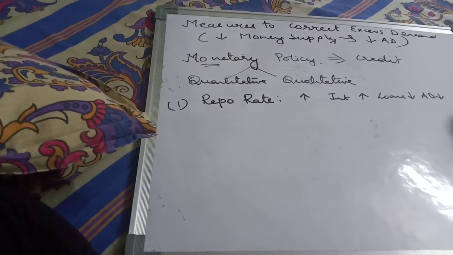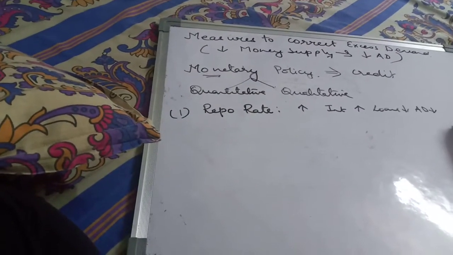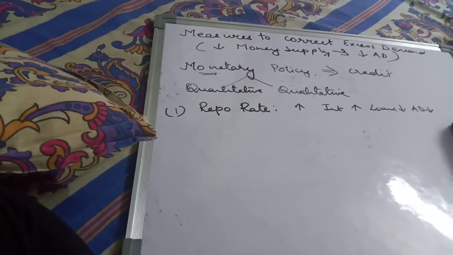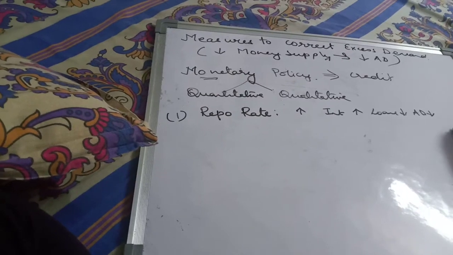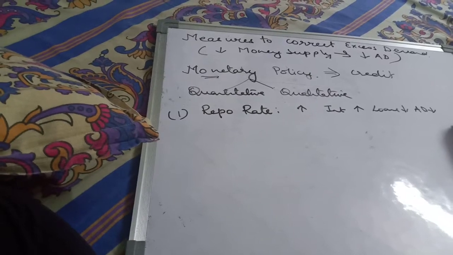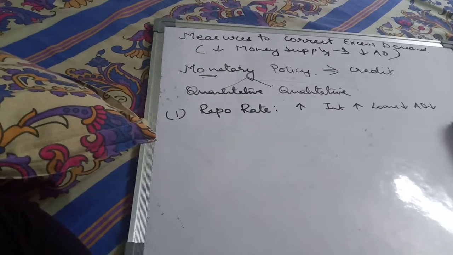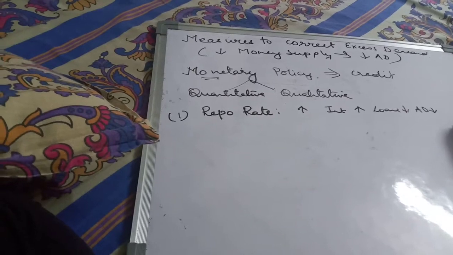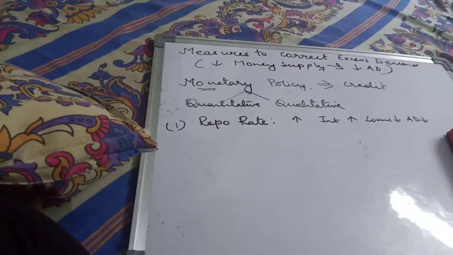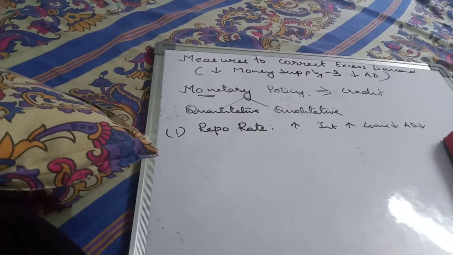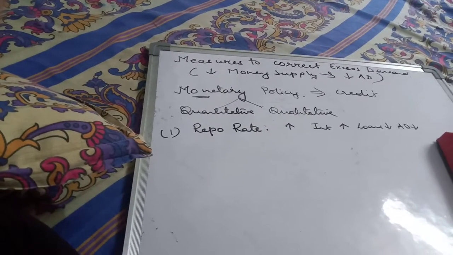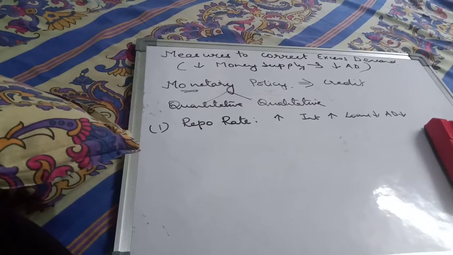So what is repo rate? It is the rate at which the central bank provides short-term loans to commercial banks. In a situation of inflation, the central bank raises the repo rate, which discourages commercial banks from borrowing from the central bank. An increase in repo rate forces commercial banks to increase the interest rates. This makes credit costlier, leading to a fall in demand for loans and thereby reducing the effective demand.